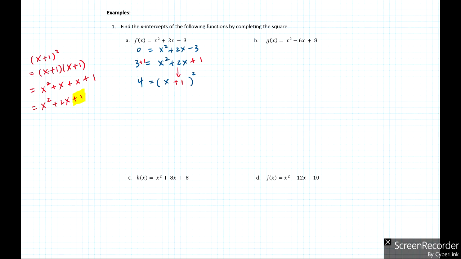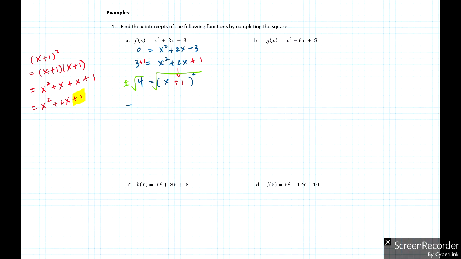So once you have a perfect square equal to some number, this is the perfect square form, or the completed square form, that we're really looking for. From here, we're going to use the square root method in order to find the solution for the x-intercepts. I'm going to take the square root on both sides. Make sure you, again, do both a positive and negative of 4 over here.